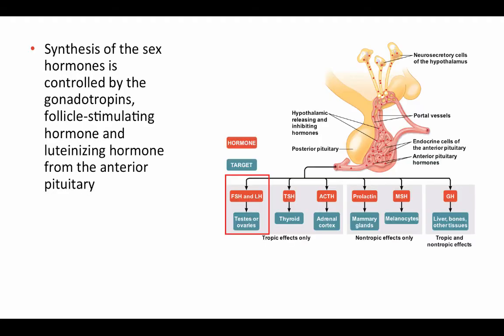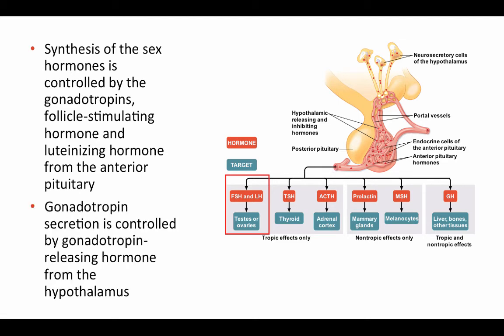childbirth. Synthesis of the sex hormones is controlled by the gonadotropins, so these are going to be released by the anterior pituitary. The two gonadotropins are follicle-stimulating hormone and luteinizing hormone. These are going to be under the control of the hypothalamus and the releasing factors from the hypothalamus, so a signal from the hypothalamus will tell the anterior pituitary to release these gonadotropins. Gonadotropin secretion is controlled by gonadotropin-releasing hormone from the hypothalamus.